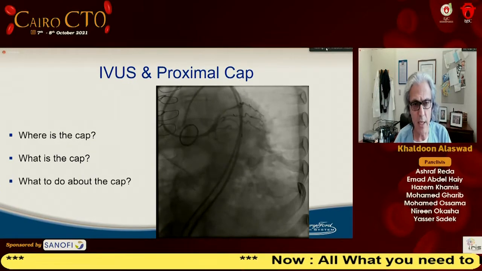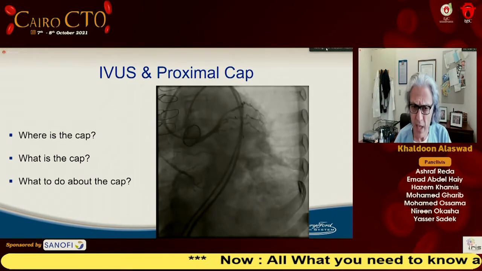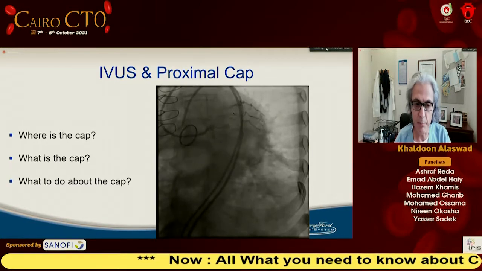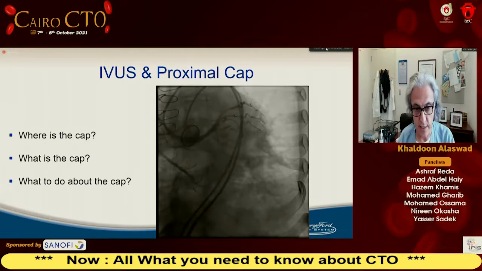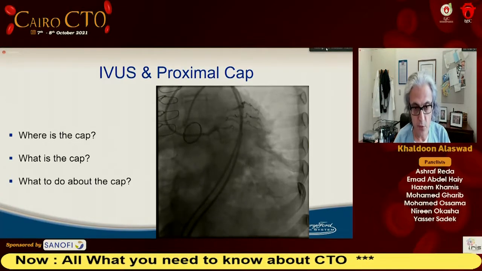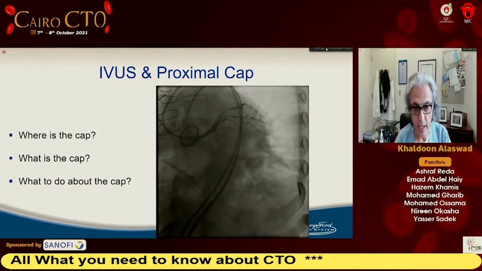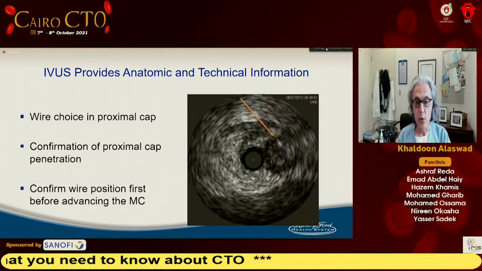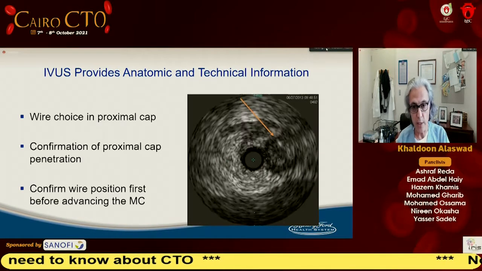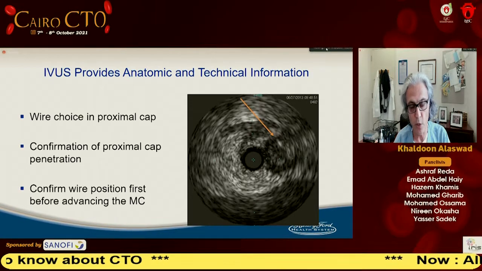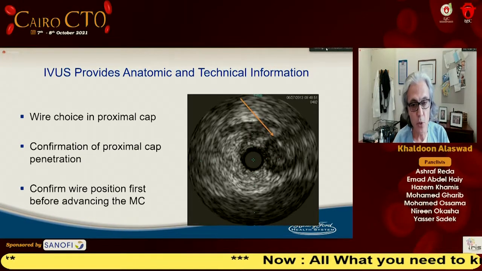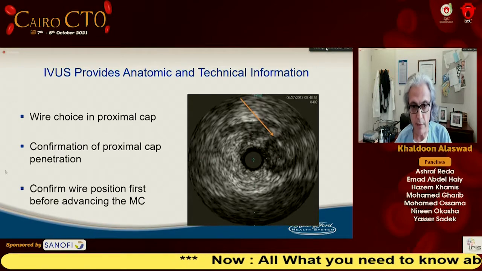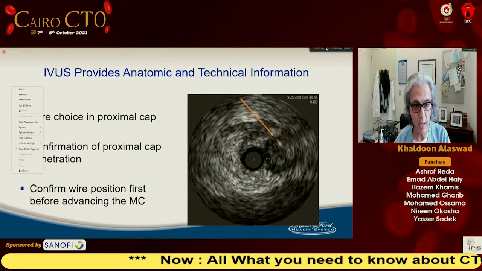So IVUS in a proximal cap. IVUS can tell you where the cap is, what the cap is, and what to do about the cap. So this is like a CTO, and if you tell me, I don't know where the cap is, that's really hard. So basically, this is how you do it: you put the IVUS where you think the side branch is, and if you have a side branch, you always have a side branch, you're very lucky. So you put the IVUS in the side branch, and right there, it shows you exactly where the cap is.